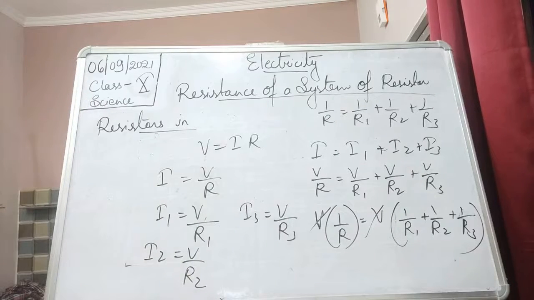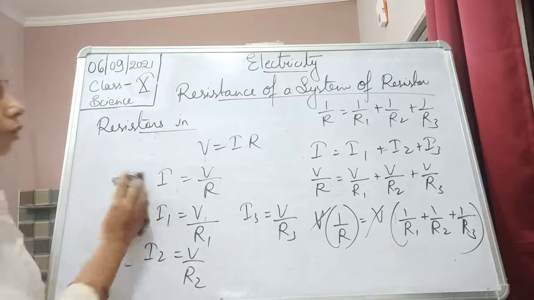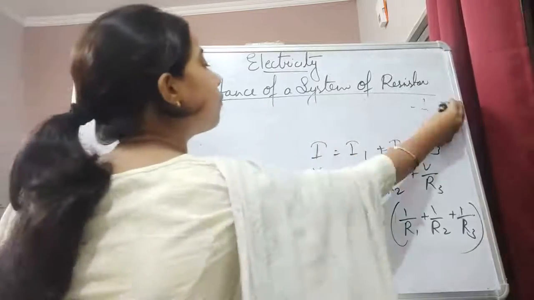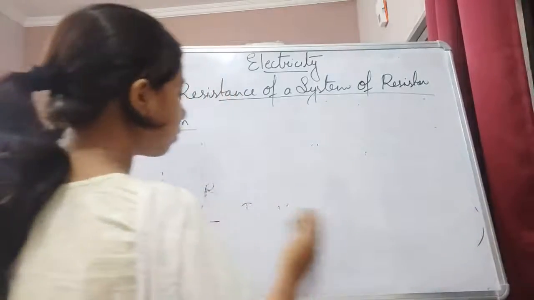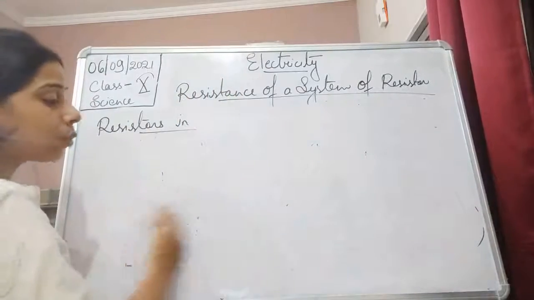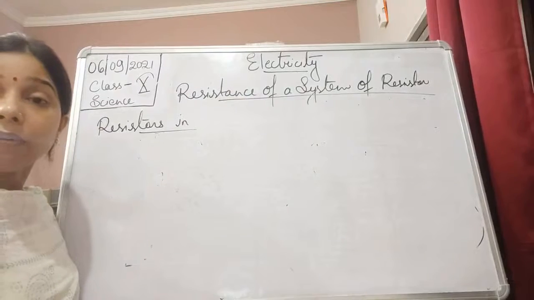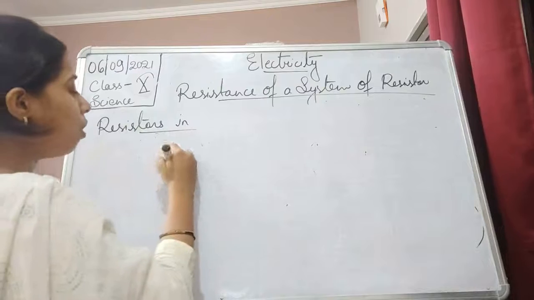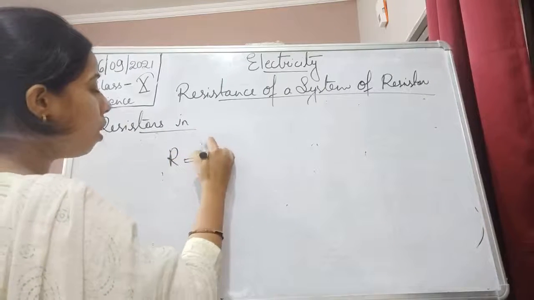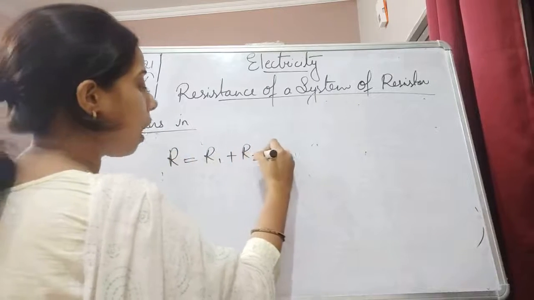So these are the two ways by which we can arrange the resistors, students. Suppose a circuit is given where the resistors are arranged in series with each other. How will we find the value of the resistance? It will be R equals R1 plus R2 plus R3.